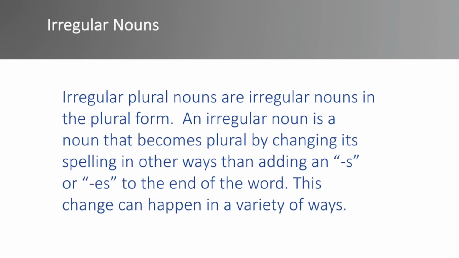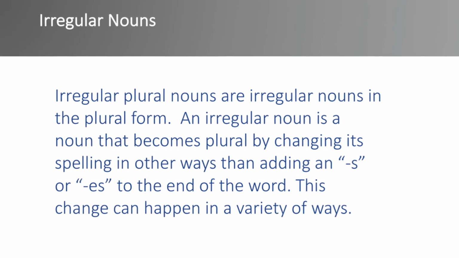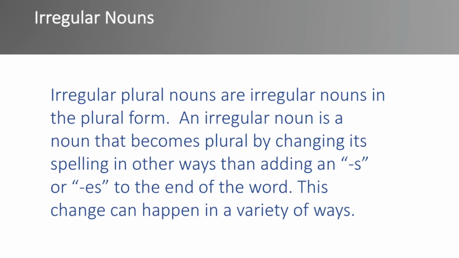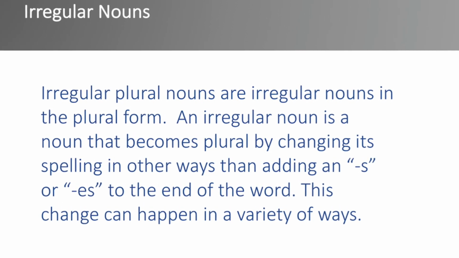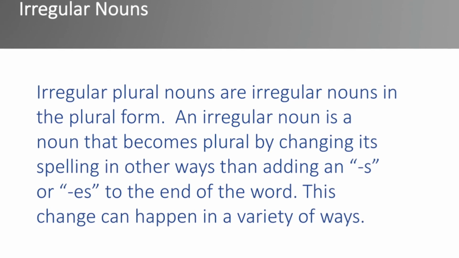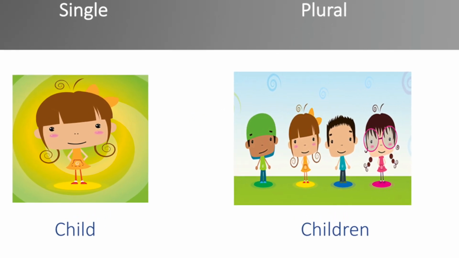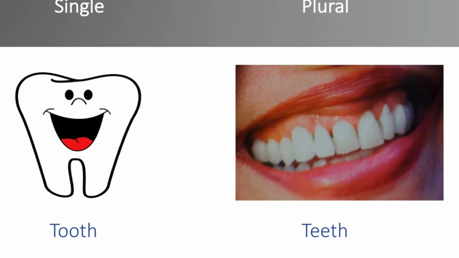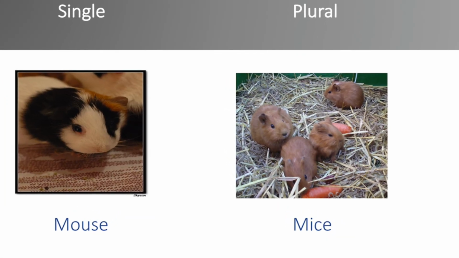Irregular nouns. Irregular plural nouns are regular nouns in the plural form. An irregular noun is a noun that becomes plural by changing its spelling in other ways than adding an S or an ES to the end of the word. This change can happen in a variety of ways. Example, child and children, tooth and teeth, person and people, mouse and mice.